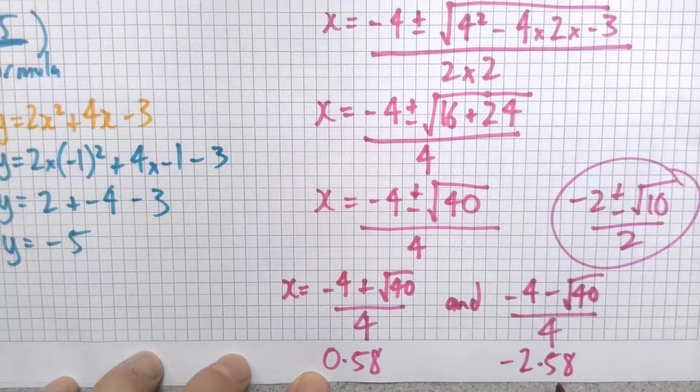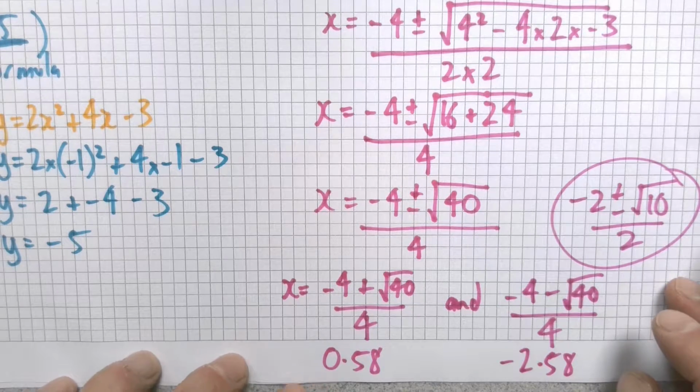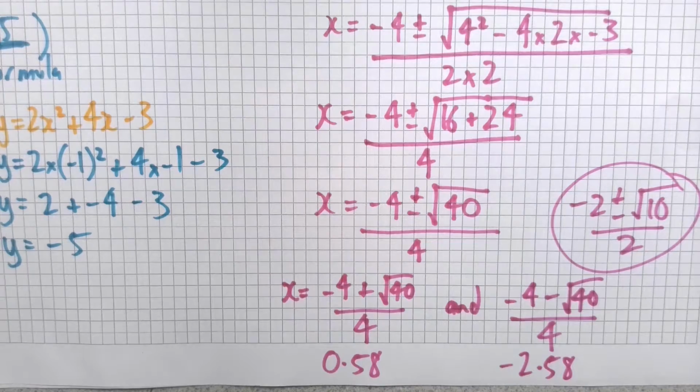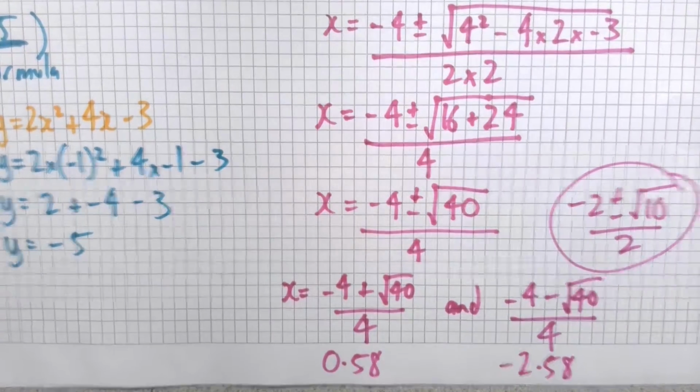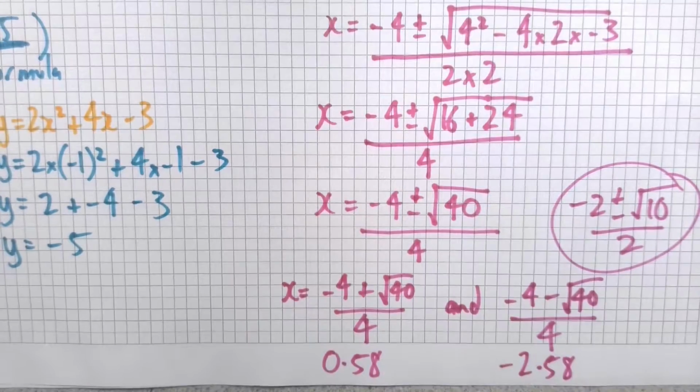Again, you can write them as a set of coordinates. We worked out already the coordinate of the vertex and obviously the y-intercept. And then you can go ahead and, on a Cartesian plane, plot those points and sketch your parabola.